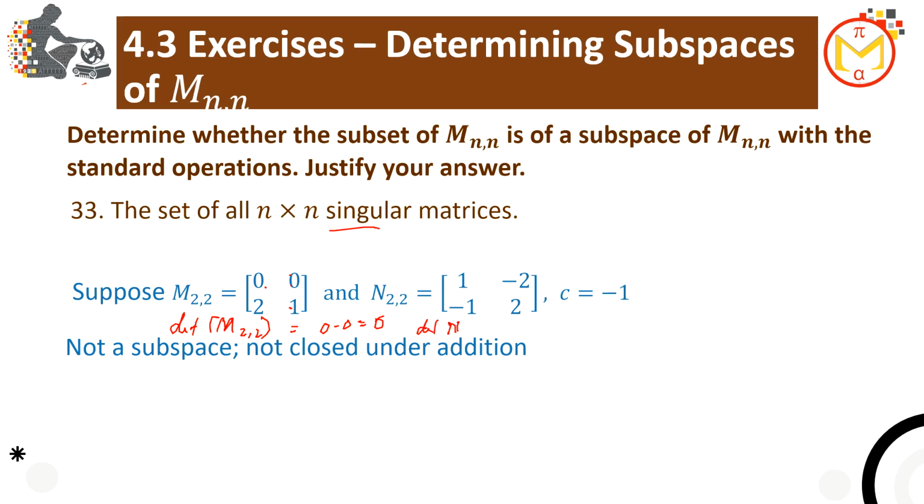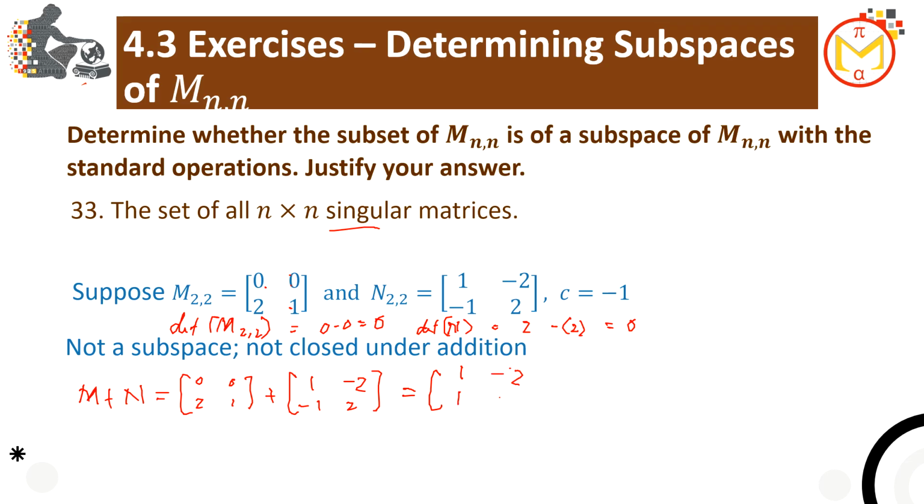The determinant of N is 2 minus positive 2, so 0. Now, if we do addition, it has been given as an example, no? M plus N. Let's just have this one. So you have 0, 2, 0, 1, plus 1, negative 2, negative 1, 2. If we do addition, we have 1, negative 2, positive 1, and 3.